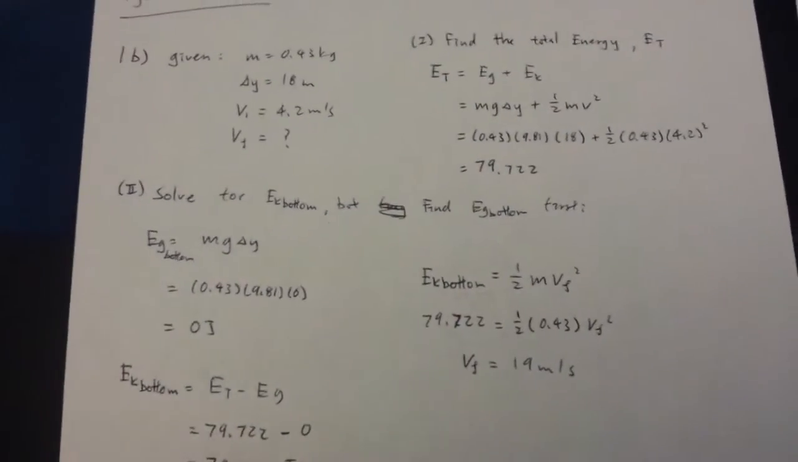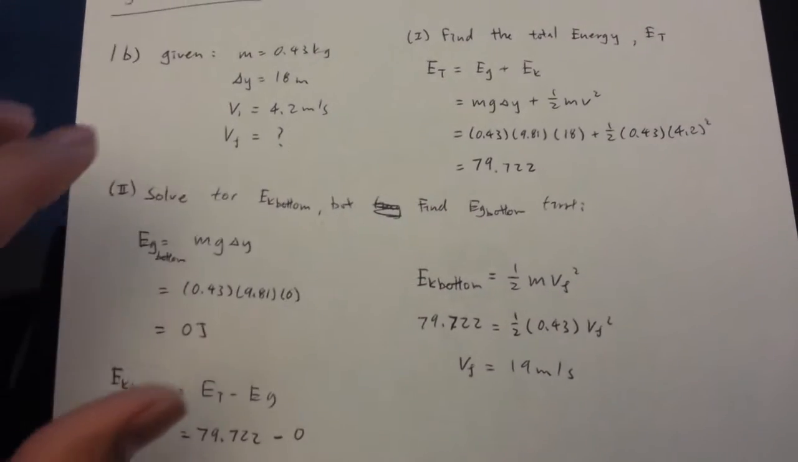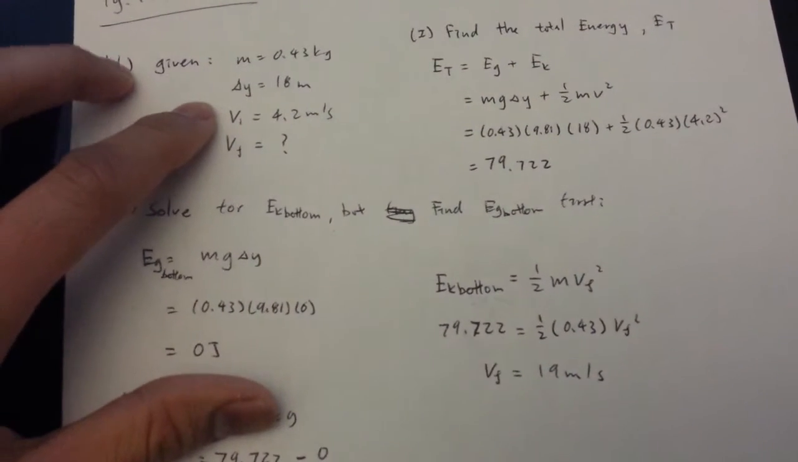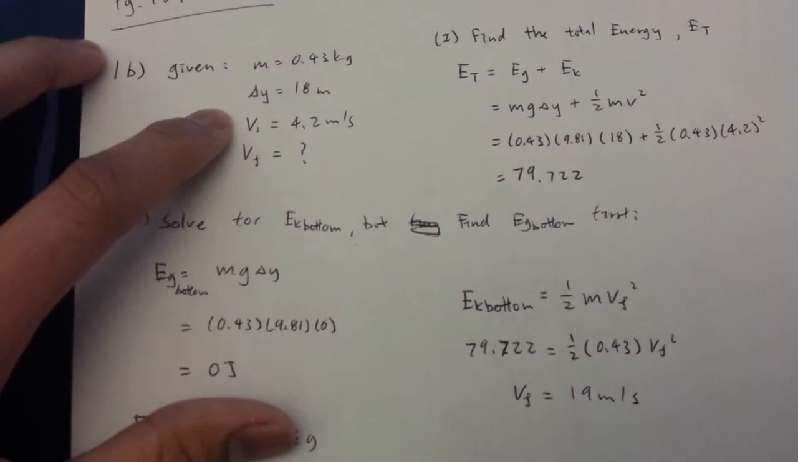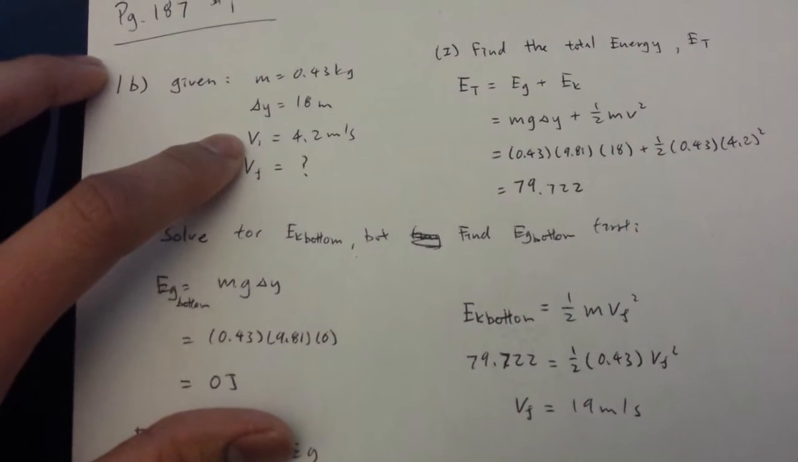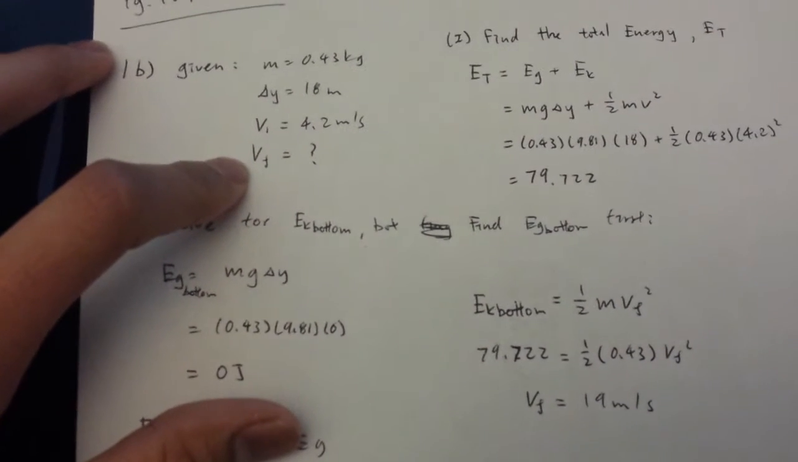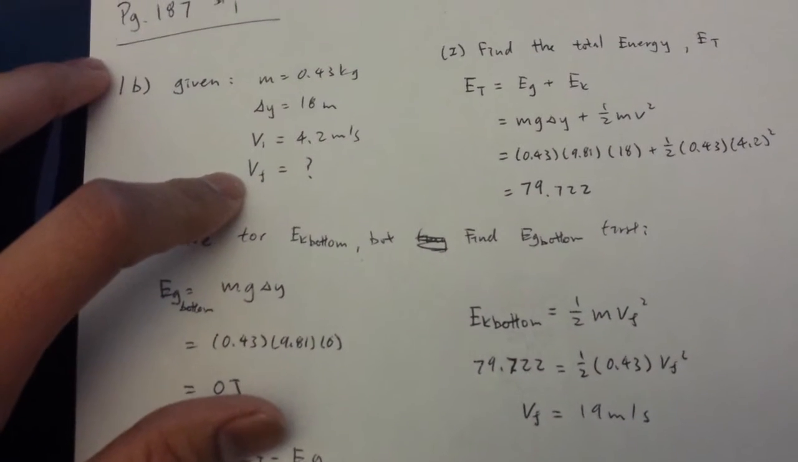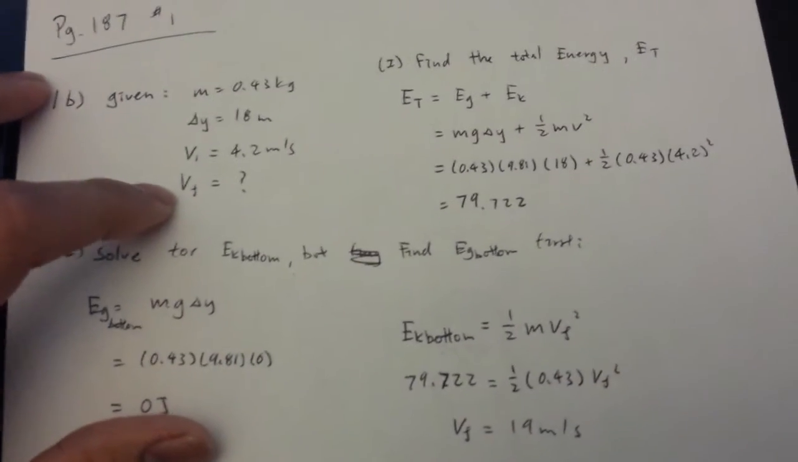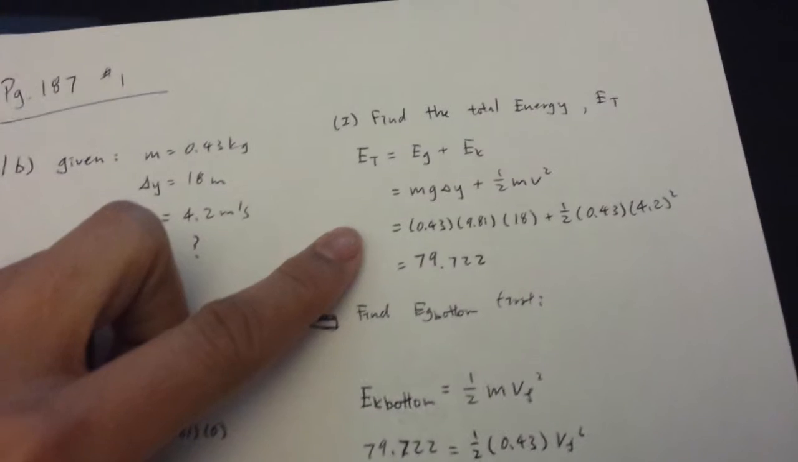So for part B, you put all the givens here: a mass of 0.43, delta y 18, v1 4.2 meters per second, and solve for the final speed, which is vf. So basically all the process is the same, but the numbers are different.